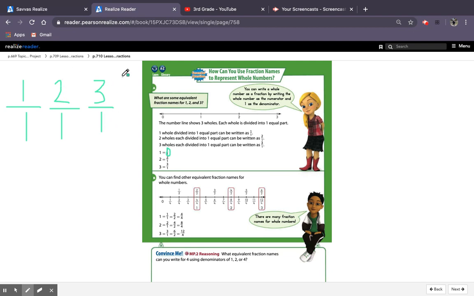So when we want to write just basic whole numbers as fractions, literally throw a 1 on the bottom as the denominator, and that's it. And whatever whole number you're naming is the numerator.